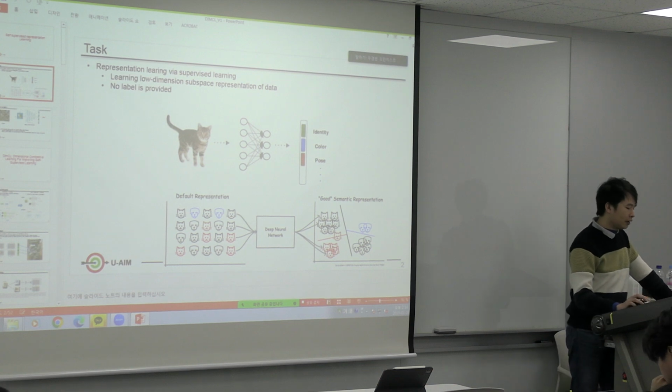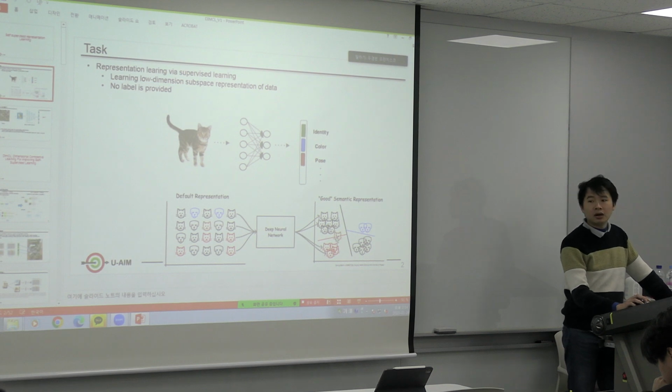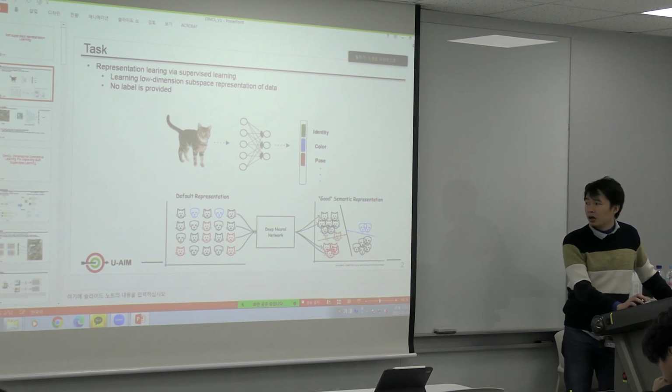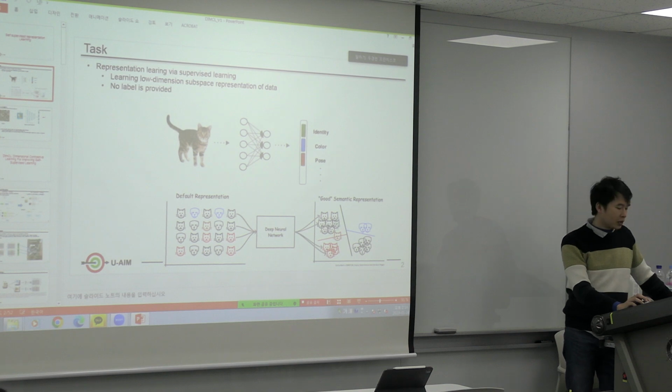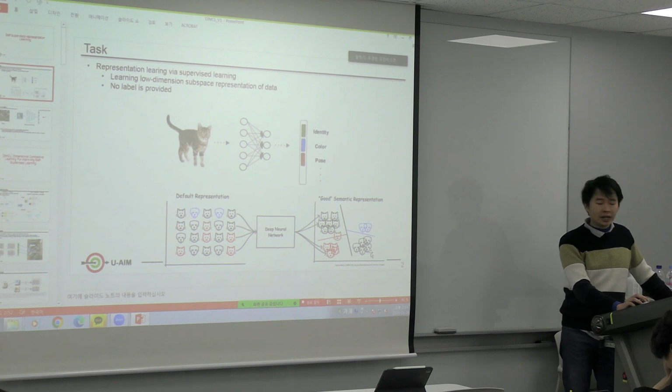For example, here we have the default representation, which is very messy, and we can use a neural network to group them into similar representation vectors so that they can be separable. And if we apply a classification algorithm on this good semantic representation space, we can easily classify them into different groups.